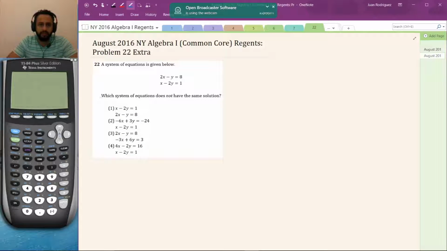Okay, let's do another example. So this one has a system of equations below. 2x minus y equals 8, and x minus 2y equals 1. Which system of equations does not have the same solution? Now, I recommend that you pause the video, try it on your own, and then unpause the video and see if you got the same solution.